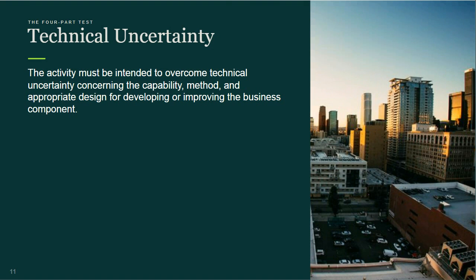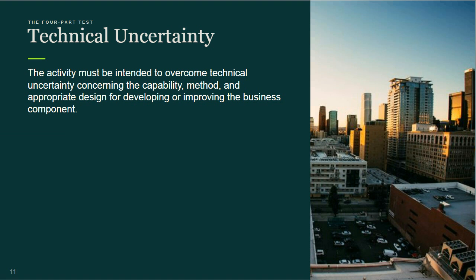The first test is that an activity has to involve technical uncertainty. So R&D credits are generally claimed on new product or new process development or improvement to those products or processes. And one of the key elements is that there has to be some technical uncertainty that you're trying to overcome with that development. You might know 100% that you can develop a new product, but the process of how to get there is uncertain. And that's really the key: the capability or method of how it's going to be accomplished is where uncertainty comes into play.